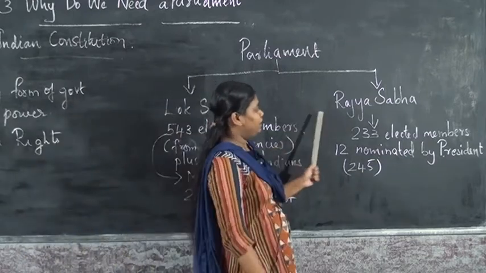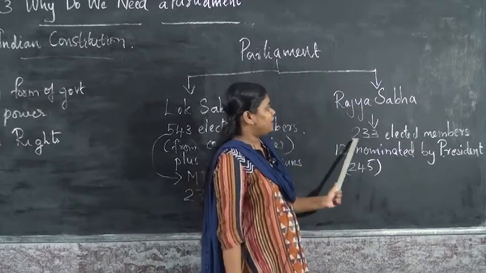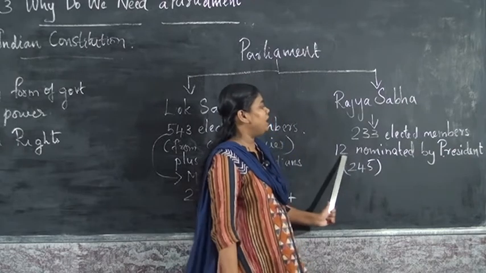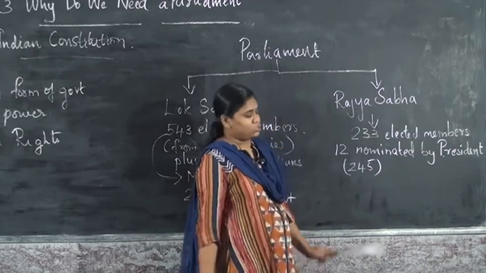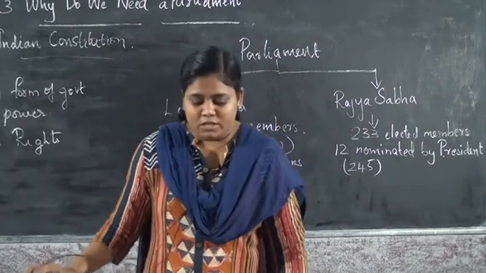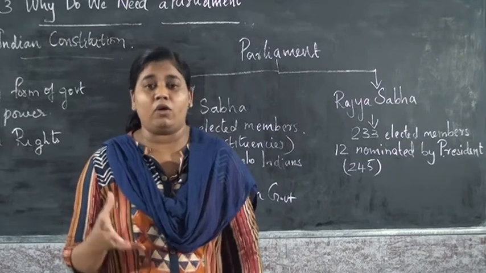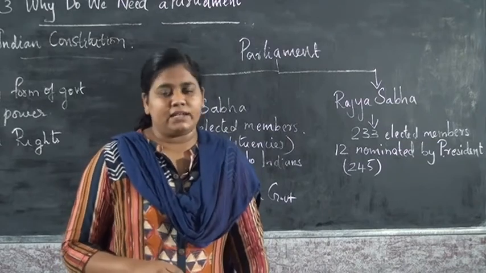What is Rajya Sabha? In Rajya Sabha there are 233 elected members and 12 nominated by the President. So there are 245 members in Rajya Sabha. We can study the role of Lok Sabha and Rajya Sabha in the next class. Thank you.